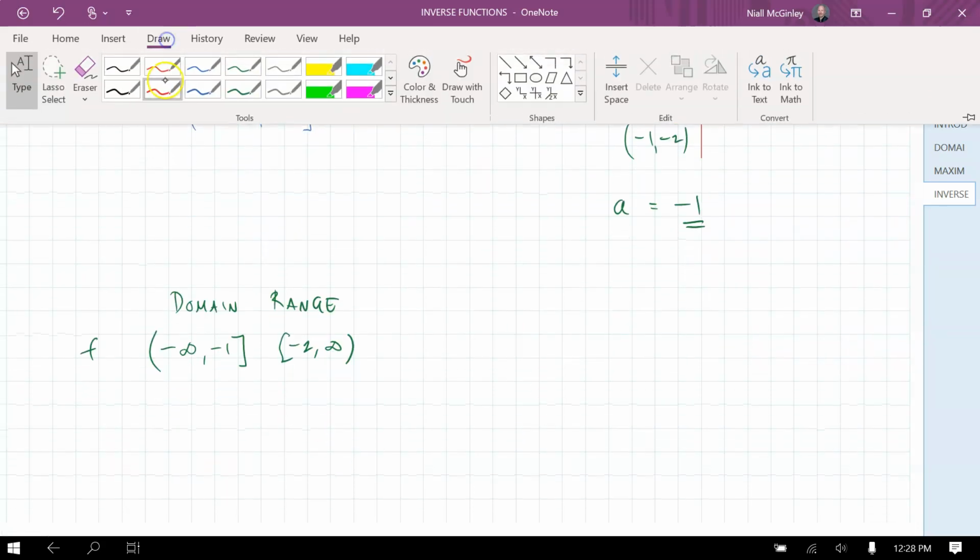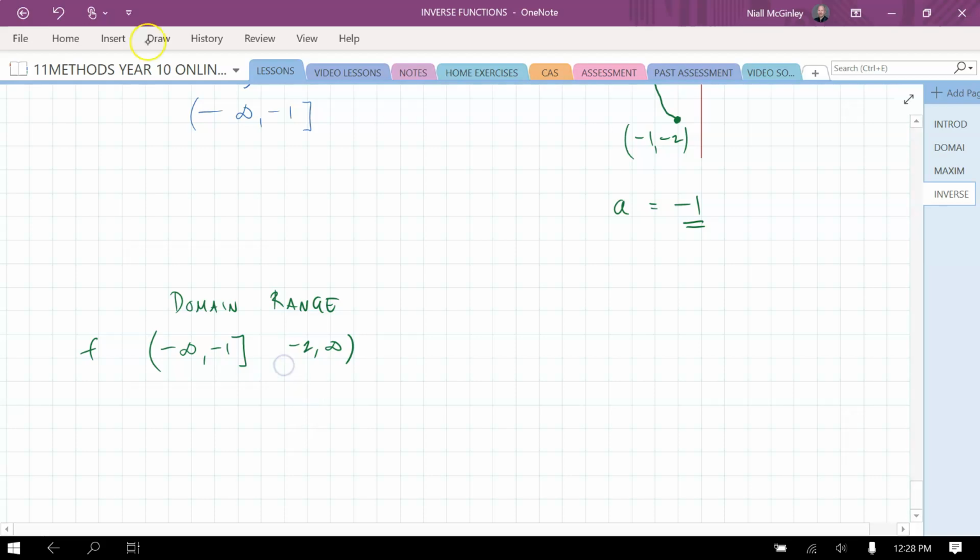I will just correct this bracket there. Okay, I think my battery's running out.